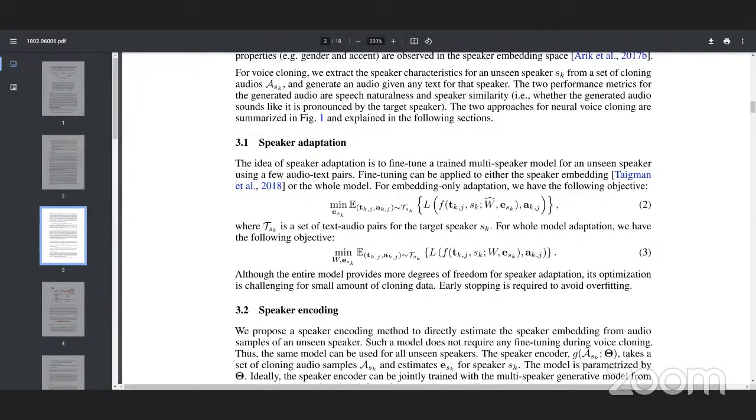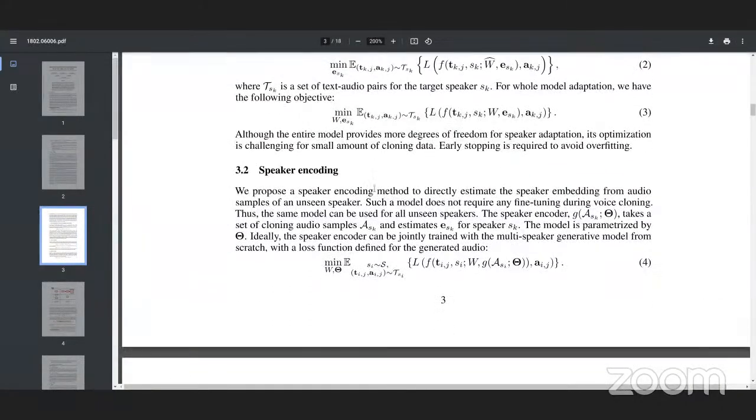And the other method it is talking about is speaker encoding. The way we understood this is, instead of training the whole model again or finding the new optimal embeddings, what if we incorporate another smaller model with the bigger model, which can predict embeddings given we have some audio sample with us. So if you can go down here a little bit more.